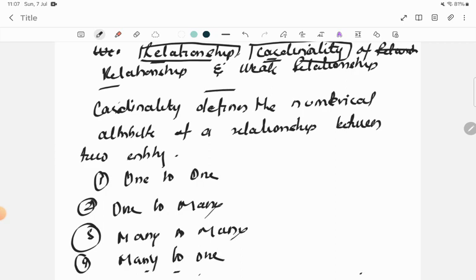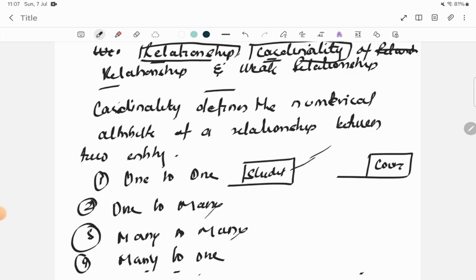So talking about the relationship, for example, if there were two entities, one named student and one named course, what can be the relationship between them? The relationship can be a student is enrolled in a course. So this is a relationship that we are talking about. Let's talk about all the four types in detail.